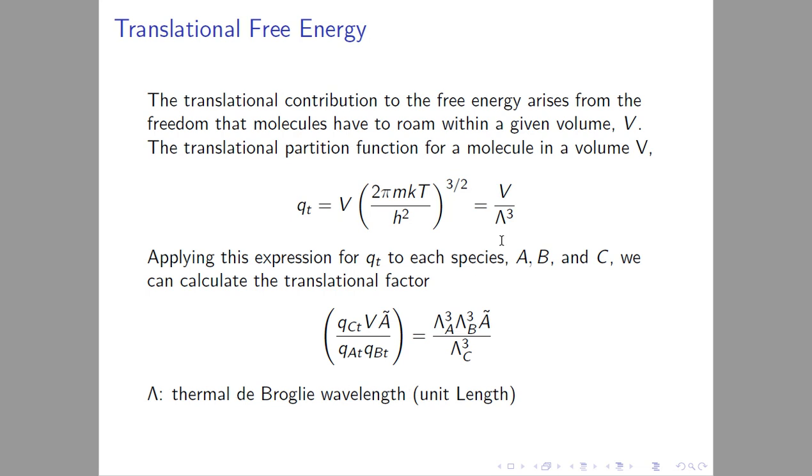So we calculate this for each molecule A, B, and C, multiplied by the Avogadro number. What we want to say is that to find the contribution from this translational free energy, we can calculate the thermal wavelength for each molecule multiplied by the Avogadro number, so we can get the conversion for this partition function for the translational free energy.